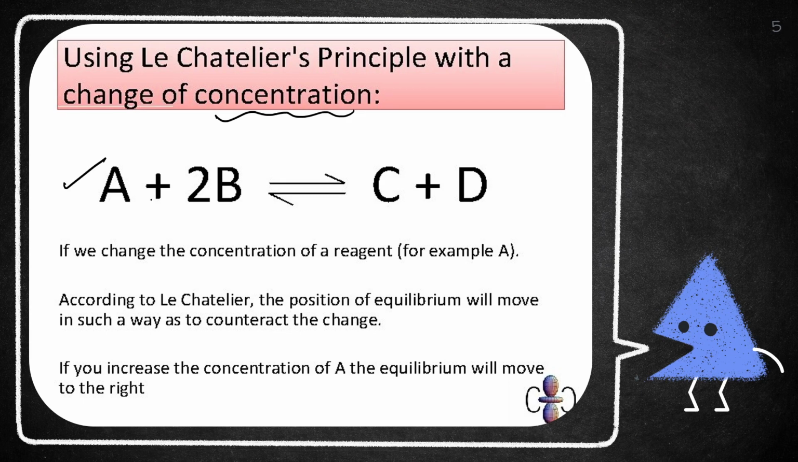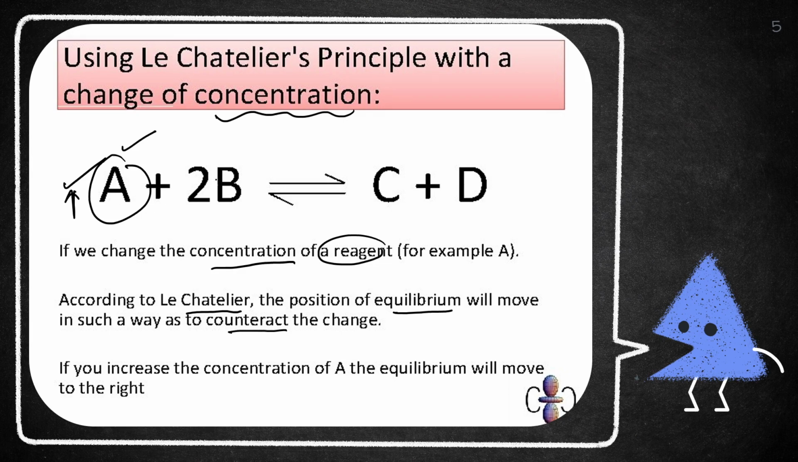The equation given is A plus 2B gives C plus D. If we change the concentration of a reagent, for instance A only, what do you think will happen? Think of it and then we'll discuss. What is Le-Chatelier saying? According to Le-Chatelier, the position of equilibrium will move in such a way as to counteract the change. Here we have changed the concentration of reagent A. Let's say we have increased the concentration of A.